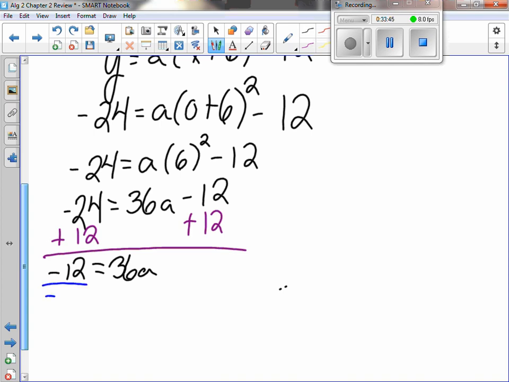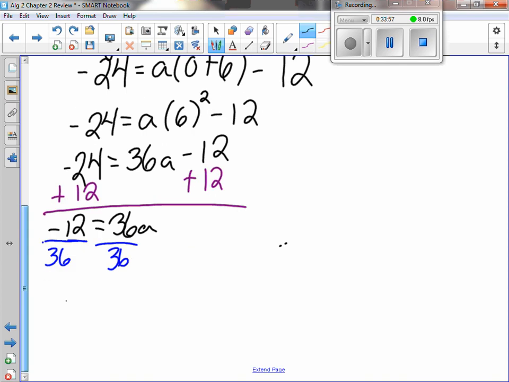From here, I'm going to divide both sides by, not negative 12, we're going to divide both sides by 36, because I want to get the value of a by itself. 36 divided by 36 simplifies to 1. And if you type negative 12 over 36 in the calculator, it will tell you it's negative 1/3, because negative 12 over 36 simplifies to negative 1/3.